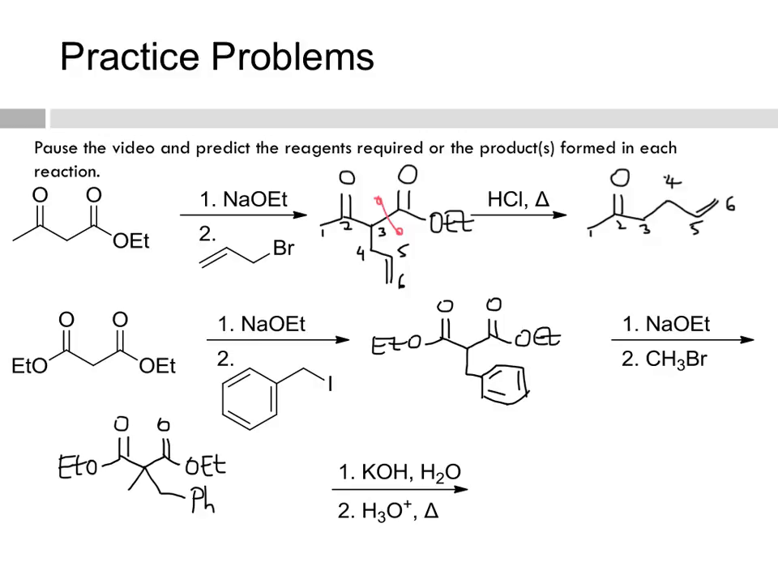And then we're going to do base saponification, so we're going to end up with this intermediate, so this dicarboxylic acid with a methyl group and a benzyl group here. And then in the next step we're going to decarboxylate, so we're removing one entire carboxylic acid, and our final product is going to be this disubstituted carboxylic acid.